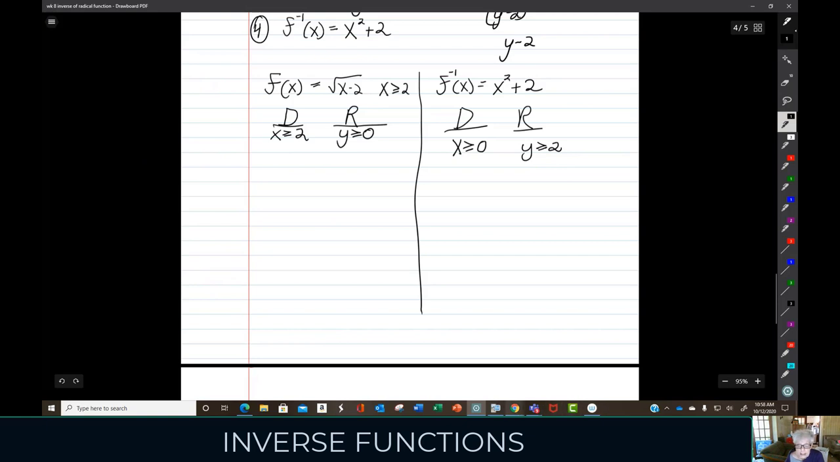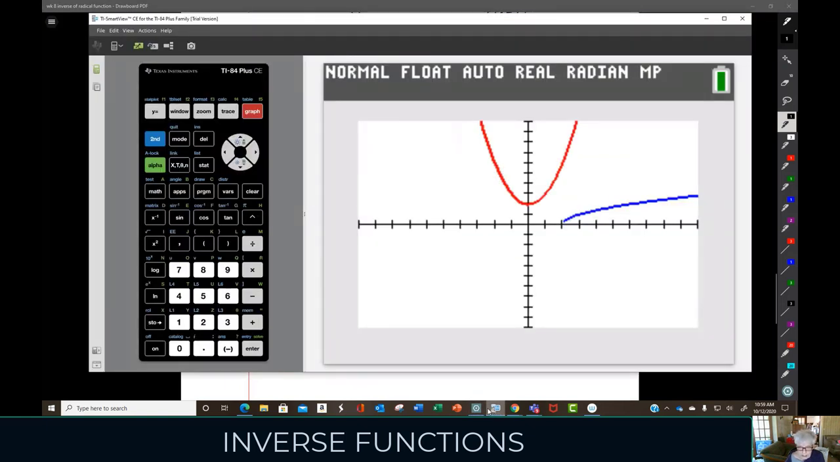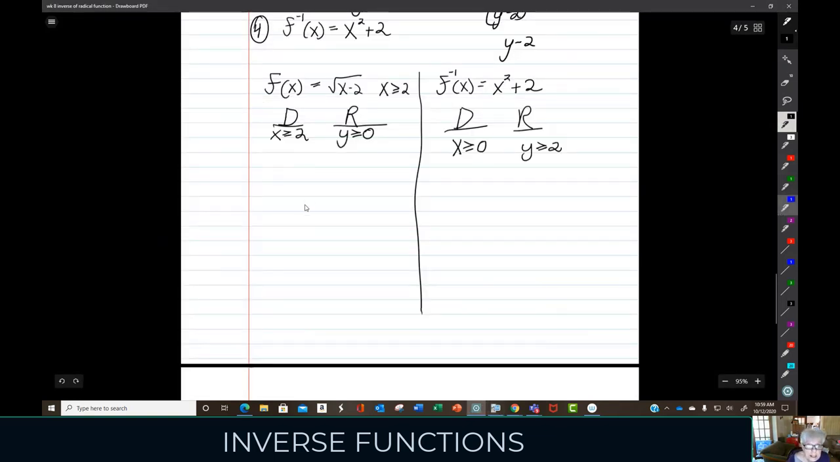Now, what that means for us is this. Where's my graph? There it is. Okay, if the range is y greater than or equal to 2, there's nothing exciting about that. But if the domain now has to be x greater than or equal to 0, we're talking about just the right side of this graph, not the left side. Now, I wish I could cover that up, so let me do this. This is going to look like this. This is going to look like this.